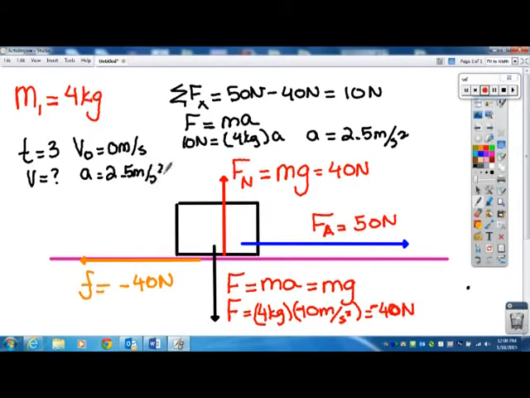And I can solve for my final velocity simply by using one of my kinematics equations. Final velocity is equal to initial velocity plus acceleration times time. So your initial velocity is 0, your acceleration is 2.5, your time is 3 seconds, multiply the 2, and you're going to get your final velocity of this box.